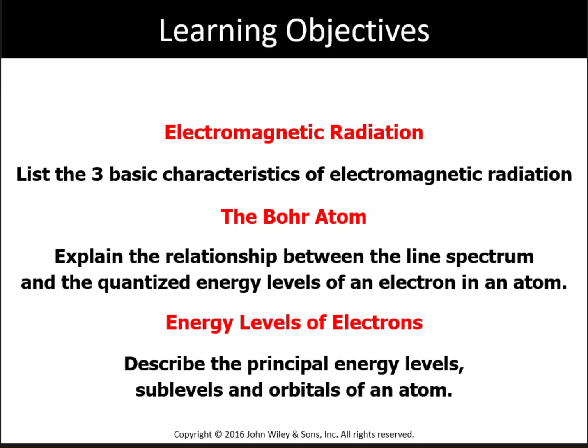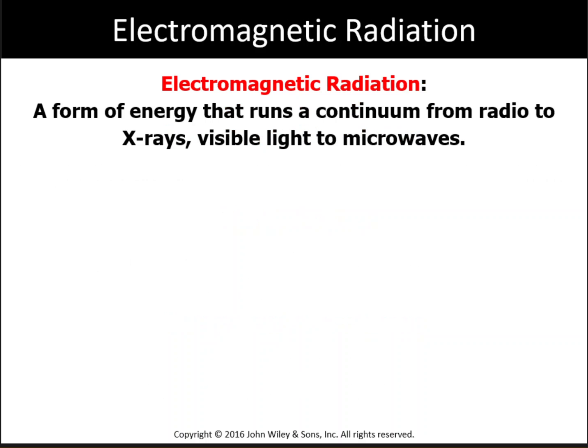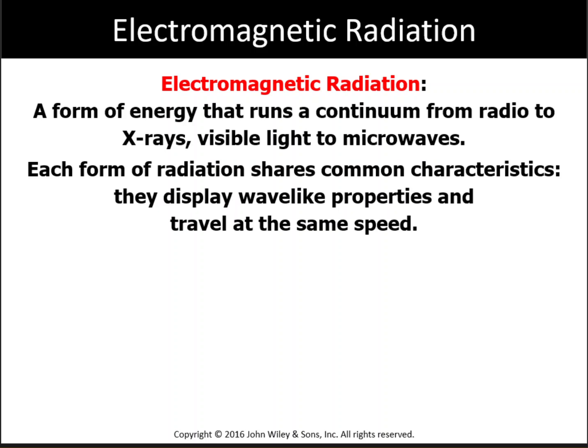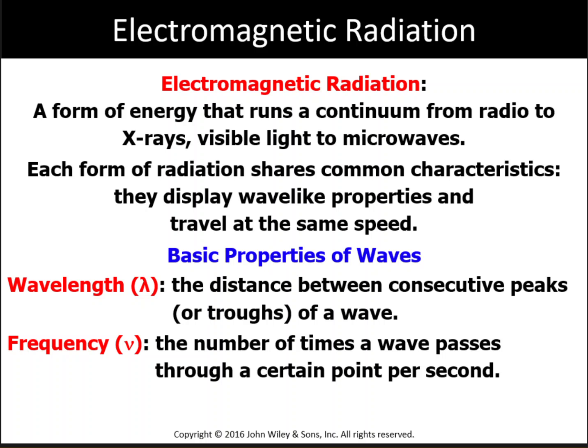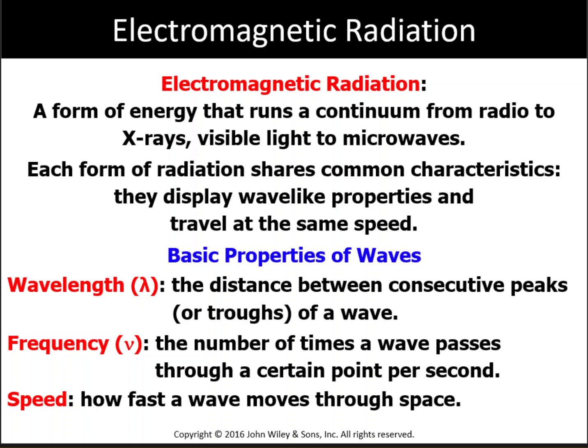So let's look at electromagnetic radiation. Electromagnetic radiation is a form of energy that runs a continuum from radio to X-ray, visible light to microwave. The important parts of electromagnetic radiation, since it's going to move like a wave, are the wavelength, frequency, and speed.